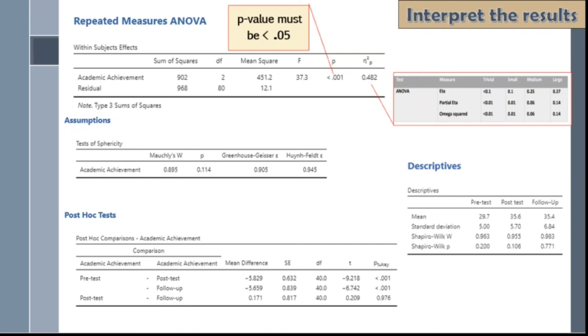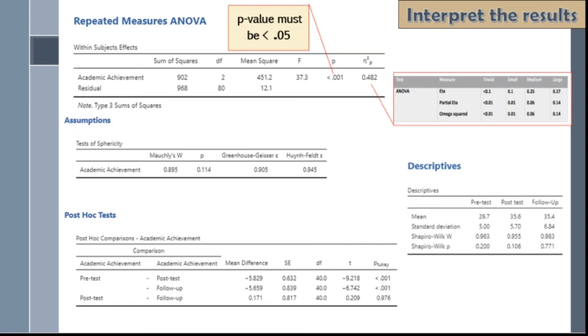Let's now proceed to the assumption of sphericity. What do we mean by sphericity? ANOVAs with repeated measures are particularly susceptible to the violation of the assumption of sphericity. Sphericity is the condition where the variances of the differences between all combinations of related groups or levels are equal. Violation of sphericity is when the variances of the differences between all combinations of related groups are not equal.